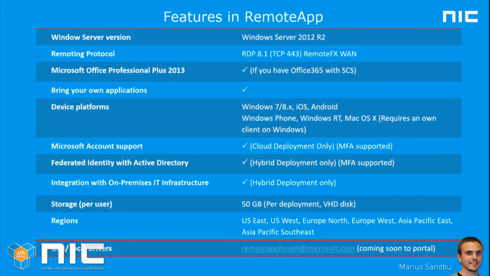Yeah, and I mentioned the device platforms and the account support, and it also has support for multi-factor authentication if you want to. So meaning that we have to authenticate with a username and password and a software token or something like that, or a one-time key. And as I mentioned, there's a 50 gigabyte profile disk, but that is per deployment. I'm going to come back to what the differences are a little bit later.